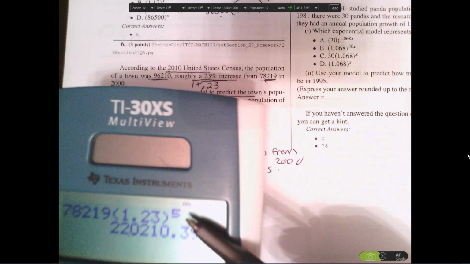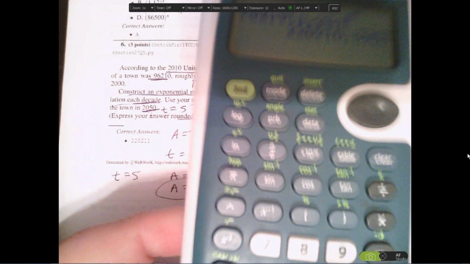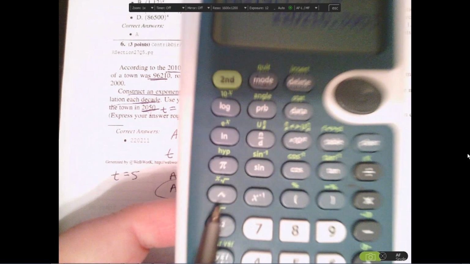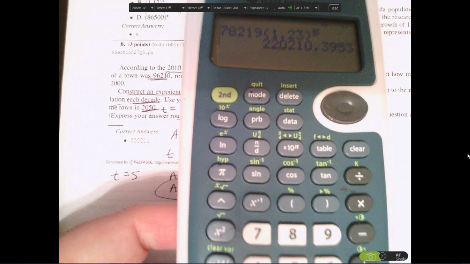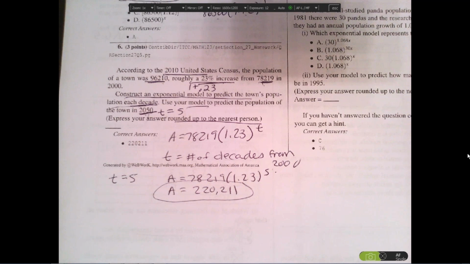Make sure you're making it an exponent. It can't be times 5. That's got to be the exponent. Mine is the caret key right here. Okay. Questions on that one?